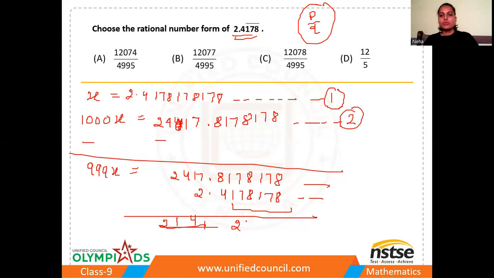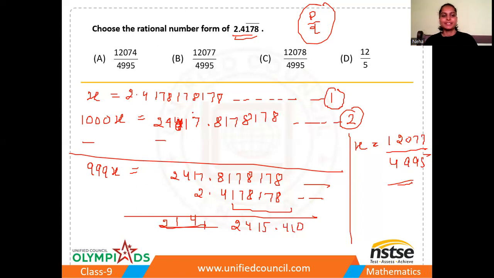So this is 2415.410, right? And here we have the x. Okay, so x is equals to this. So now what about the value of x? Now you can say that x is nothing but 12077 by 4995. Correct? This is your answer. That's it.